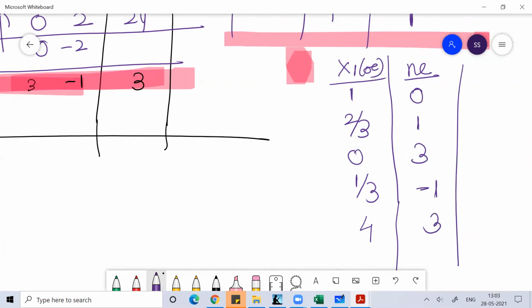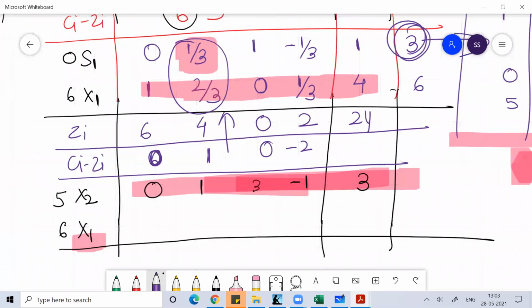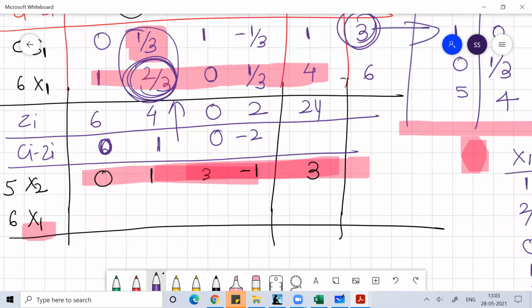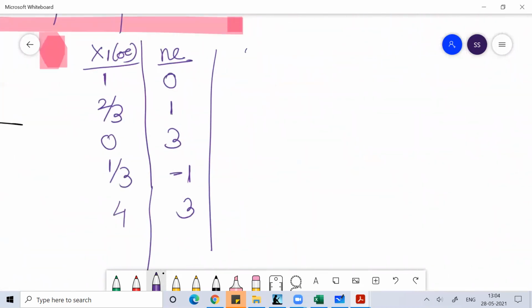And what is the constant here for this calculation of x1? The constant is 2 by 3. So you can use the formula: old element minus 2 by 3 of new element. So this is 1. This is 2 by 3 minus 2 by 3, which means 0.